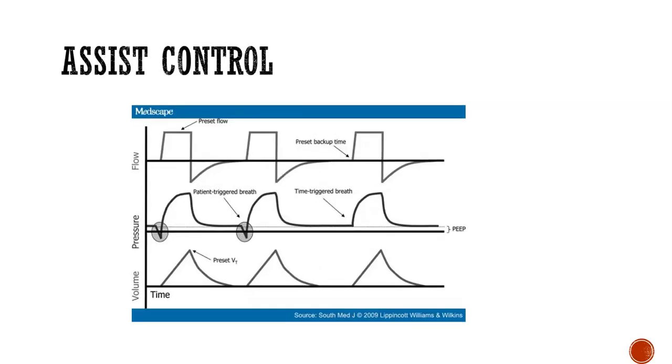And then this is assist control. This can be volume or pressure targets like we talked about. The rate is set on the machine and the patient will receive the amount of breaths per minute at a set volume. If the patient initiates an additional breath, then the ventilator, like I said earlier, will still give that volume as well.